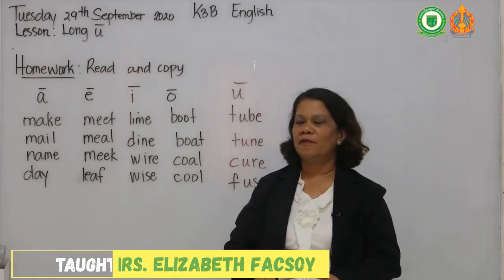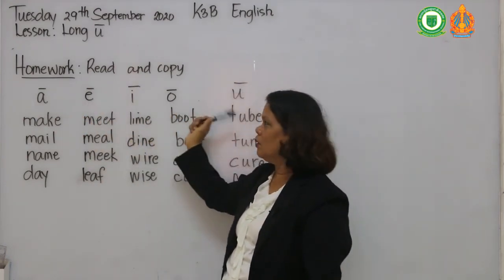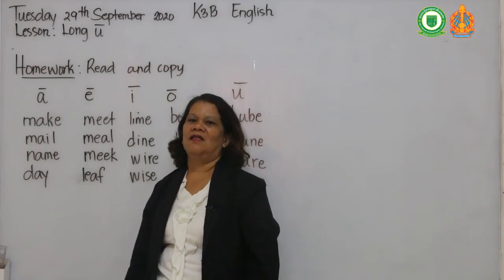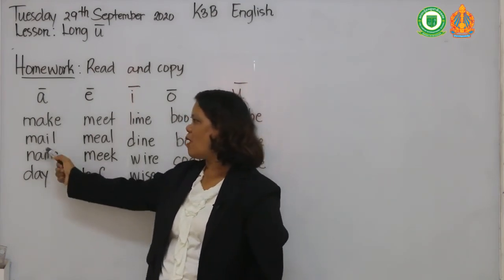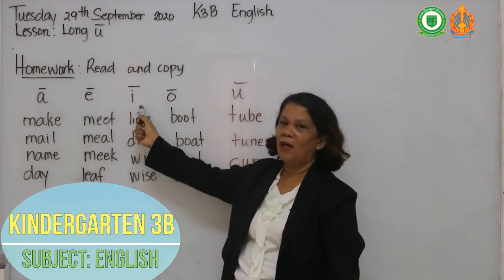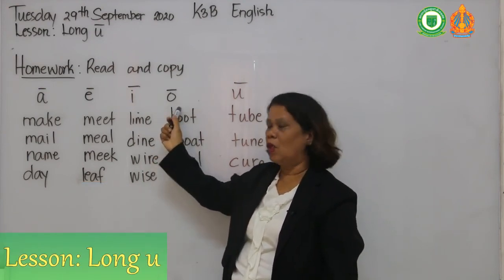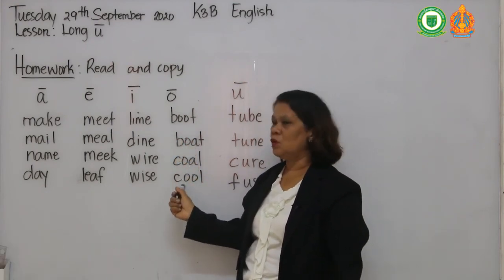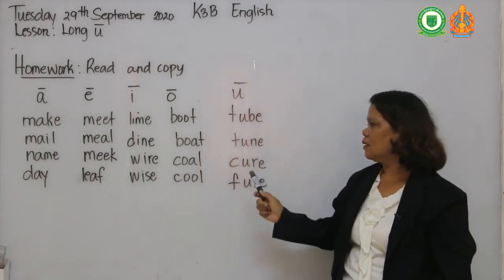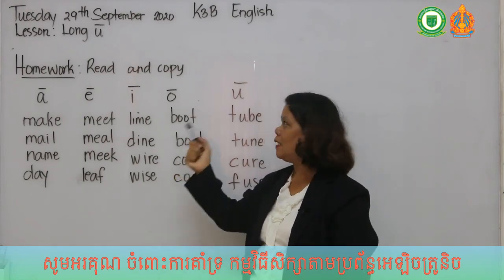So this is a full review of long A, E, I, O, U. For the long A: make, mayor, name, day. Remember, you have to remember this, okay? Make, mayor, name, day. For the long E: meet, mayor, meet, live. Long I: lime, dine, wire, wise. Long U and long O: good, bold, cold, cool. Boot, boat, cold, cool. Long U: tube, tune, cure, fuse. Okay, so this is your review of long A, E, I, O, U.